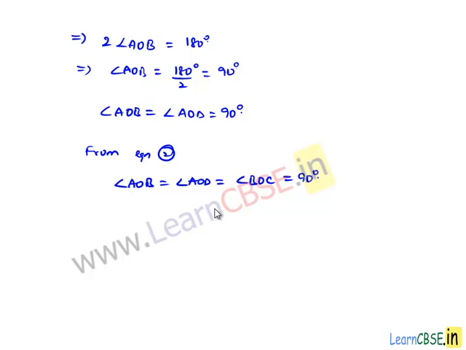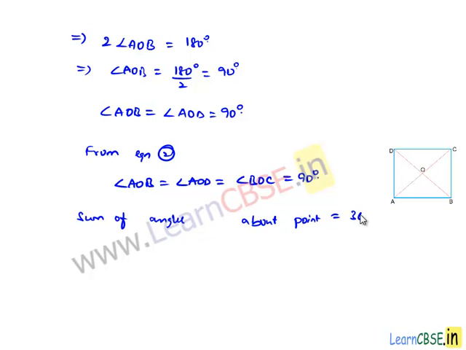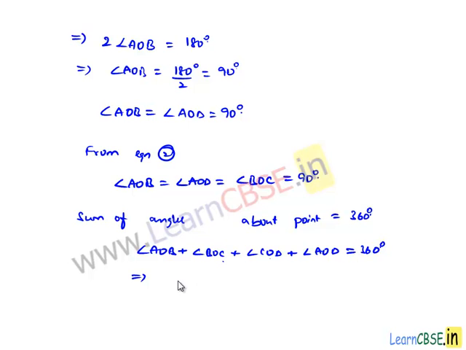Here we require to prove that another angle, that is angle COD, is also equal to 90 degrees. We know that sum of angles about a point is equal to 360 degrees. We can say angle AOB plus angle BOC plus angle COD plus angle AOD is equal to 360 degrees, which implies here we have AOB, AOD and BOC as 90 degrees. So we can say 3 times 90 degrees, which is nothing but 270 degrees, plus angle COD is equal to 360 degrees. That implies angle COD is equal to 360 degrees minus 270 degrees, which is nothing but 90 degrees.